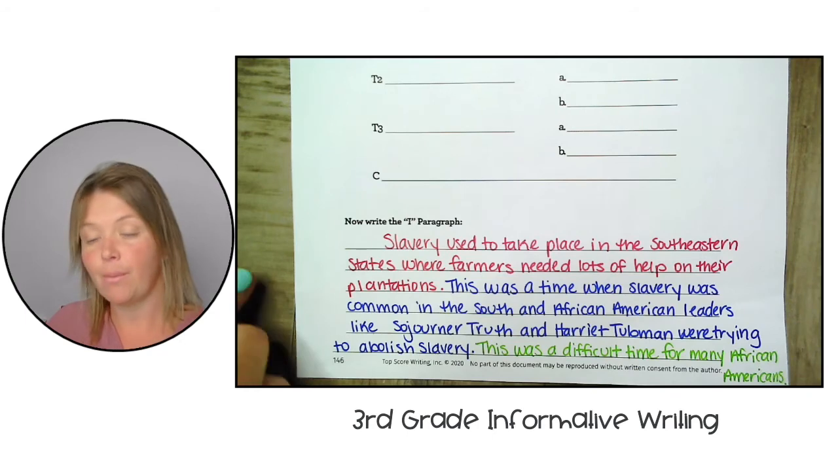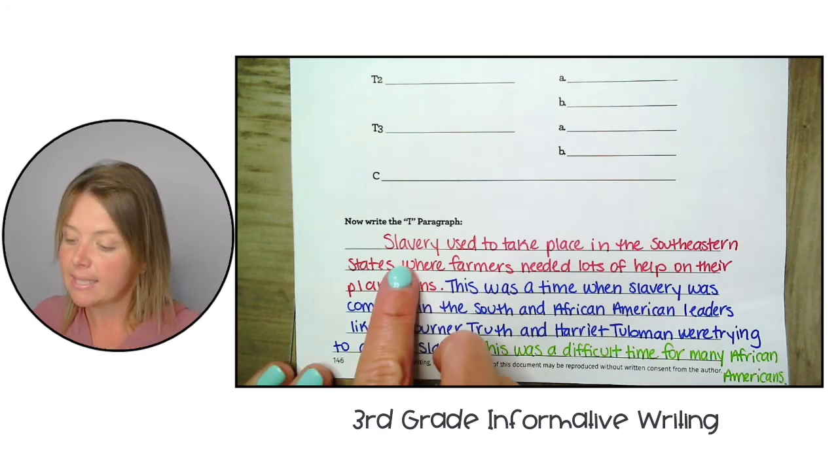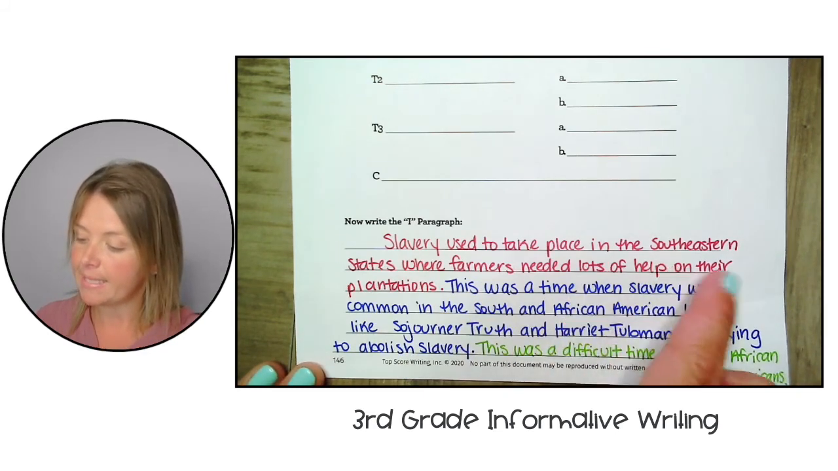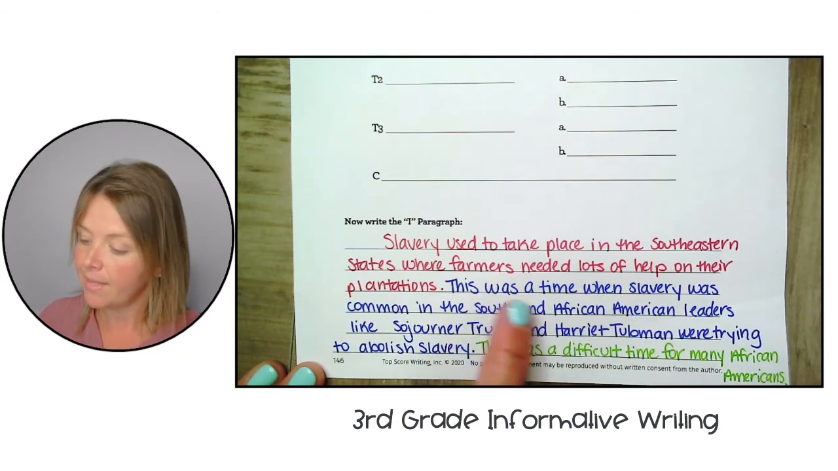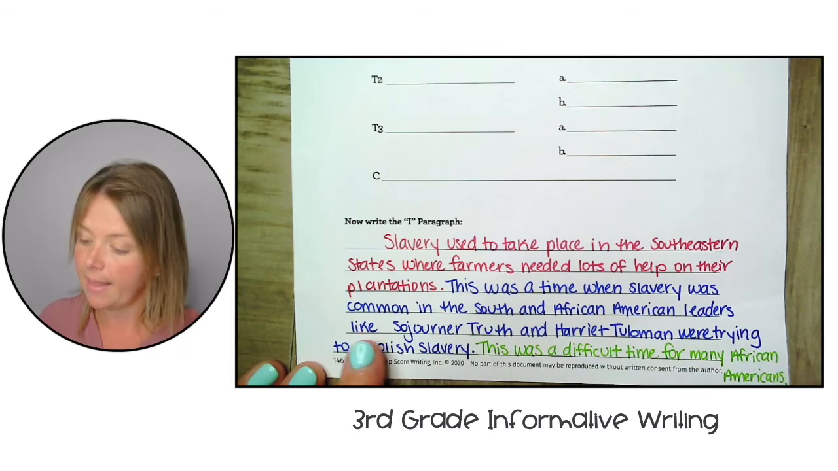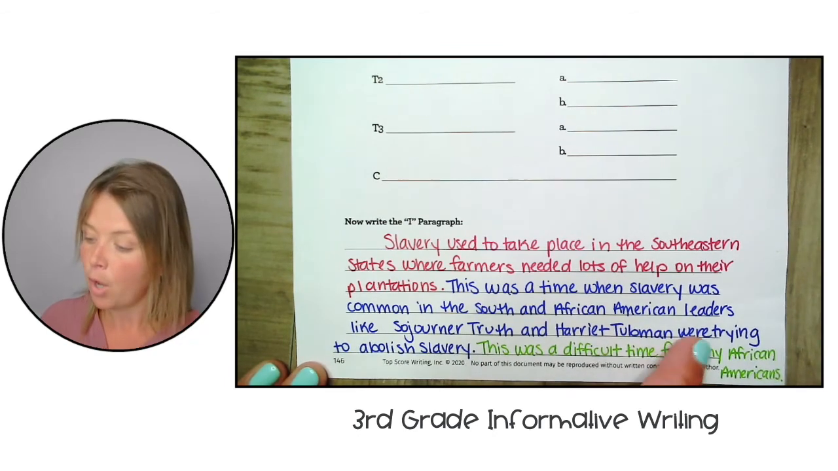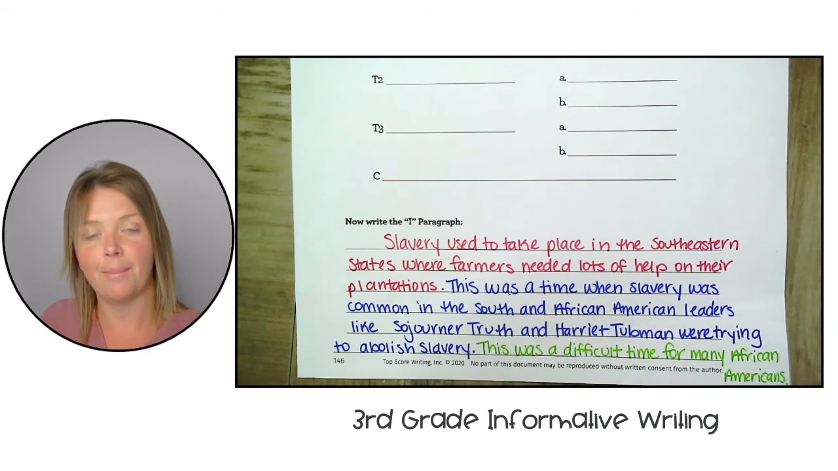Let's read it to make sure that we have our controlling idea and that our three topics are nice and clear. Slavery used to take place in the southeastern states where farmers needed lots of help on their plantations. This was a time when slavery was common in the South, and African American leaders like Sojourner Truth and Harriet Tubman were trying to abolish slavery. This was a difficult time for many African Americans. I think it sounds great, and I also think that our reader has a great idea and understanding of what they're going to read throughout our essay.